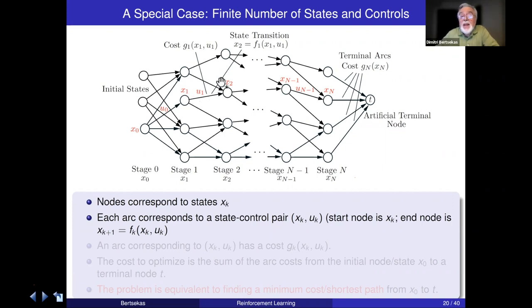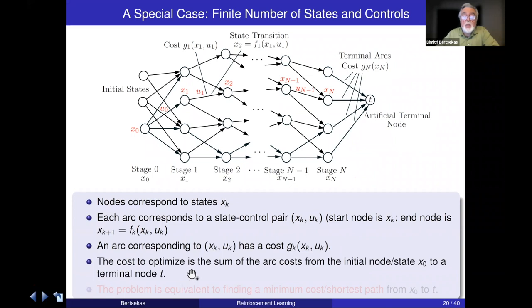Moreover, each arc has associated with it the arc cost. So each one of these transitions involves a cost, and the total cost is the sum of these numbers along the arcs. There's also a terminal cost, which schematically takes you from the terminal state to some artificial termination state, to which we assign cost gN of xN. So an arc corresponding to a state-control pair has a cost like here. And the cost that we're trying to optimize is the sum of all these costs.